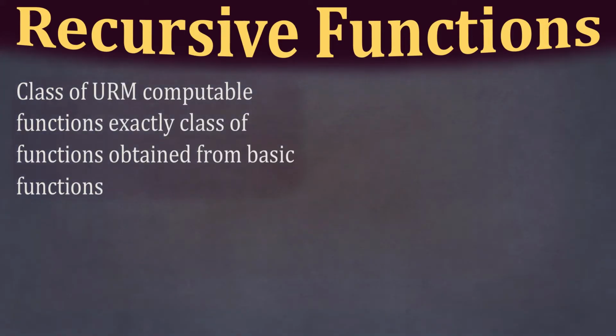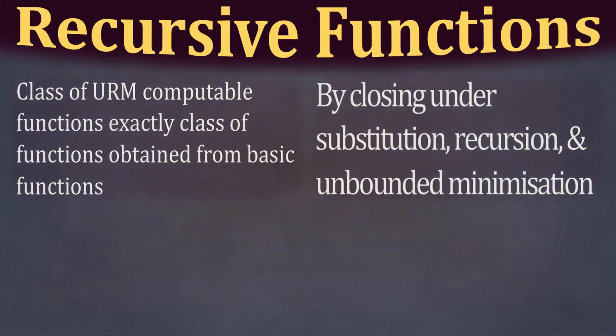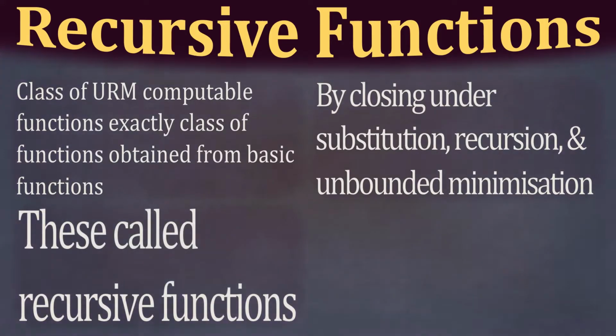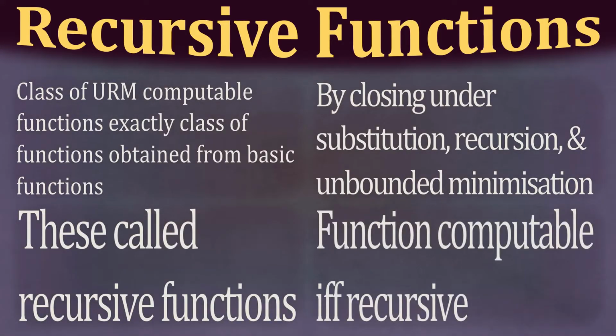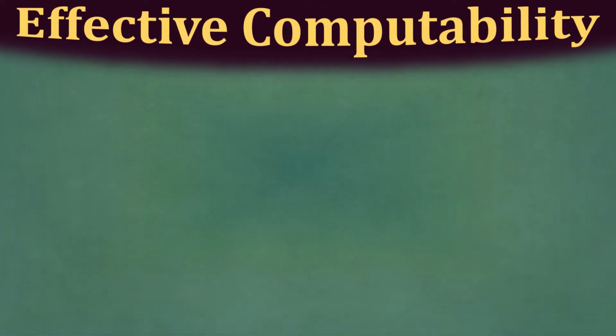The class of URM computable functions is exactly the class of functions obtained from the basic functions by closure under substitution, recursion, and unbounded minimization. These are called recursive functions. Hence, a function is computable if and only if it is recursive. Now, let's move on to defining effective computability.